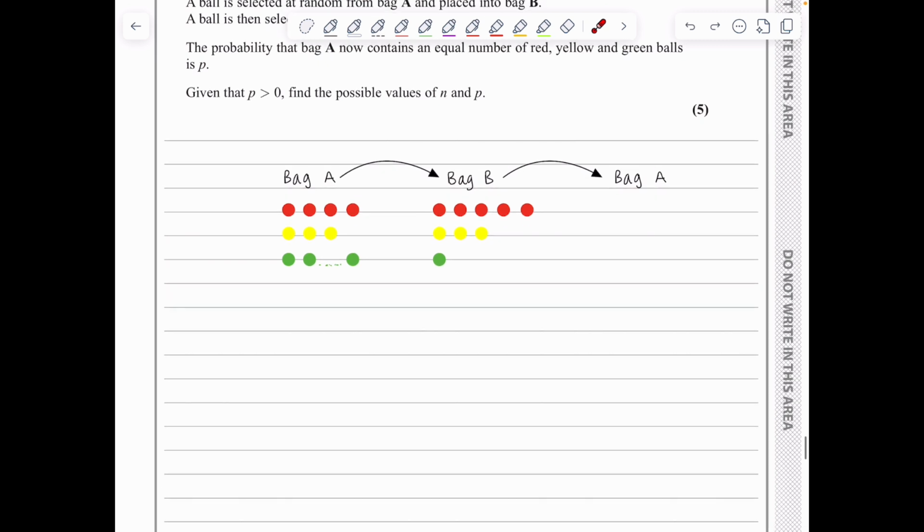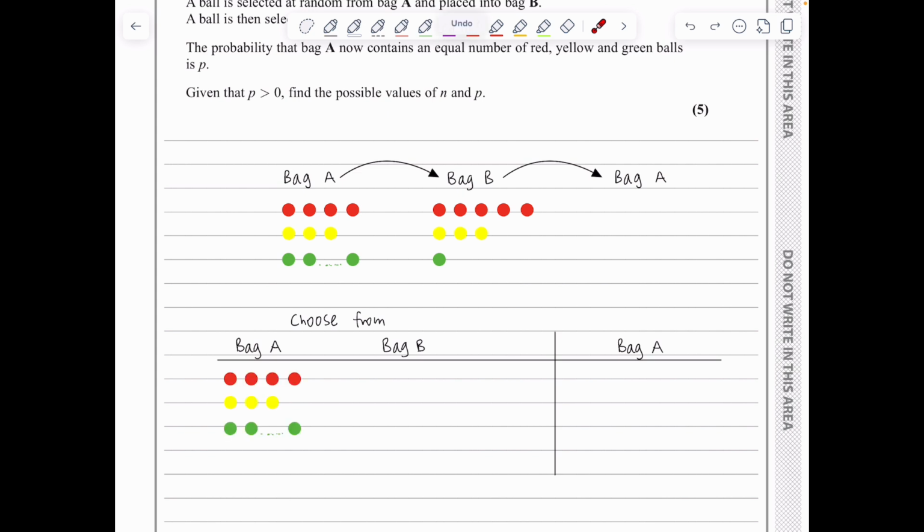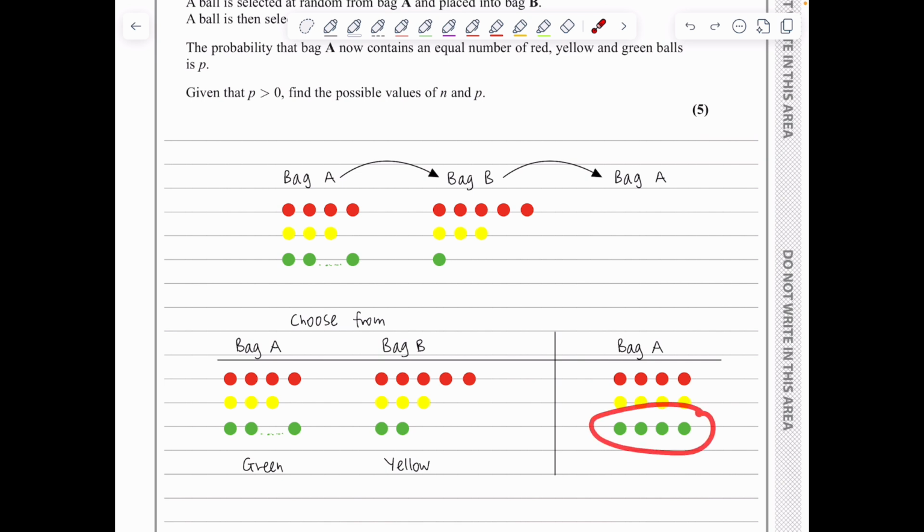So one scenario would be leaving the red balls untouched and then removing a green one and putting it into bag B, and then removing a yellow one from bag B into bag A. So something like this. I choose from bag A, which initially had this setting here. I remove a green one. So bag B now contains 5 red, 3 yellow, and 2 green. And then I remove a yellow one from bag B, so that we end up here with 4 red, 4 yellow, and therefore we must be having 4 green balls as well.